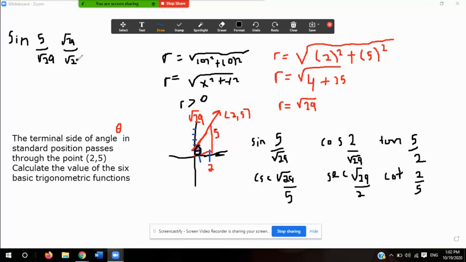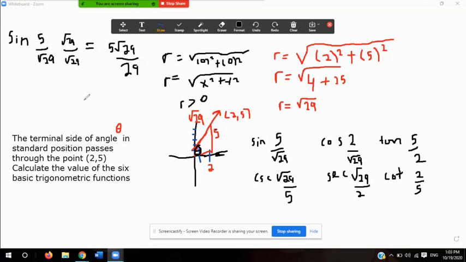Times the square root of 29. And these two cancel out in the denominator, and that would be 29. And 5 times the square root of 29 would be my numerator over 29, which is my denominator. And that would be the sine of z in that case.